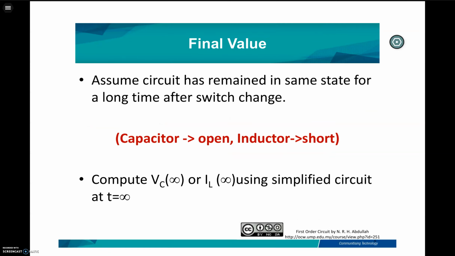So what is the final value? Assume that the circuit has remained in the same state for a long time after the switch change. Again, the capacitor will be open and the inductor will be short. And we have to compute VC(infinity) or IL(infinity) using the simplified circuit at t equal to infinity. So this is for the capacitor and IL is for the inductor.